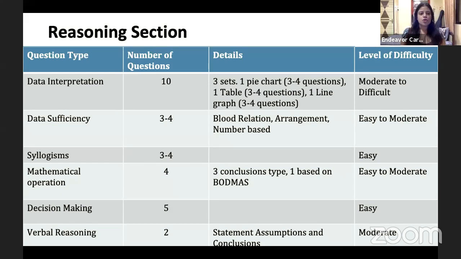So all in all, even in the reasoning section, the verbal part of it, or what we call the verbal reasoning, was quite easy. Okay, you can say that it was moderate and you should be able to solve that very well.